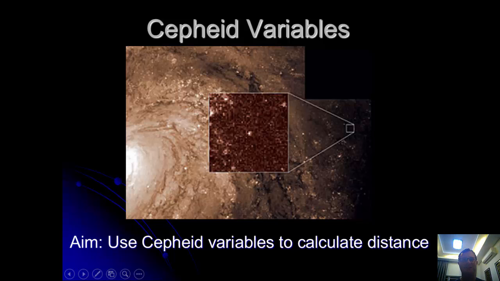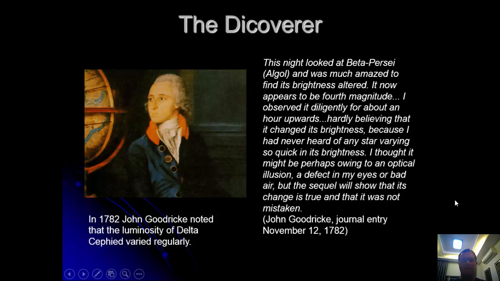Hello, during this session I'm going to be talking about a special type of star called a Cepheid variable. I'm going to explain how we can use Cepheid variables to calculate the distance of more distant stars, in fact, even galaxies. So let's start at the very beginning.